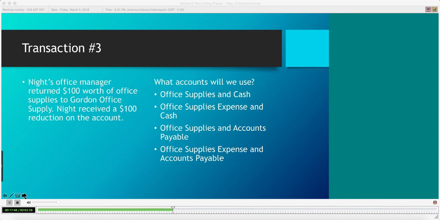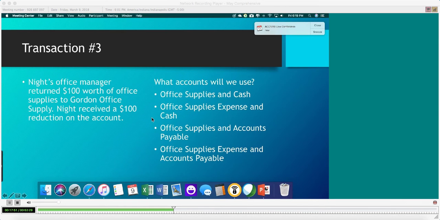Let's see. This is another commonly missed transaction. Knight's office manager returned $100 worth of supplies to Gordon Office Supply. Knight received a $100 reduction on the account. So what would we use to show this transaction on the journal? Office supplies in cash, office supplies expense in cash, office supplies and accounts payable, or office supplies expense and accounts payable.